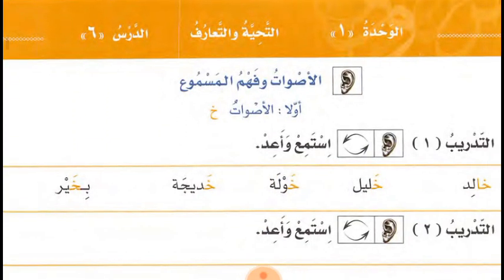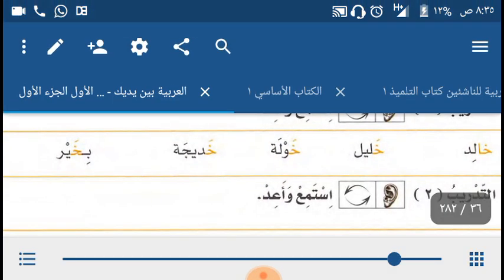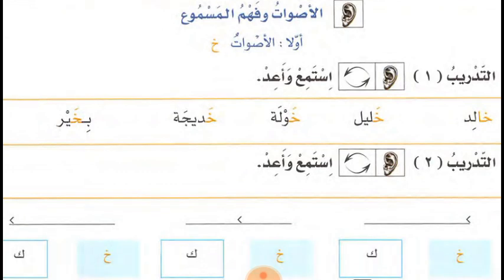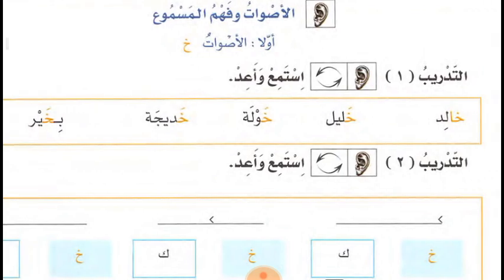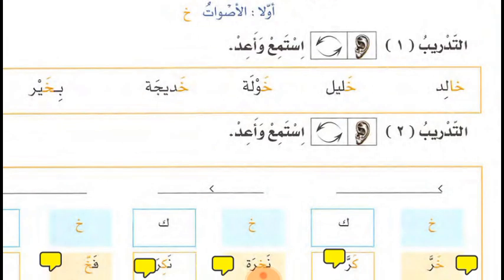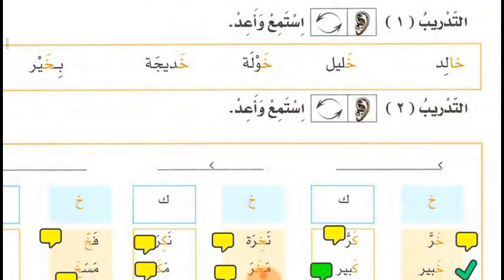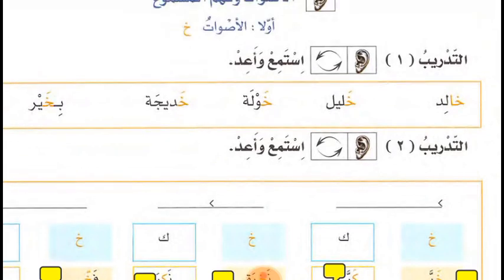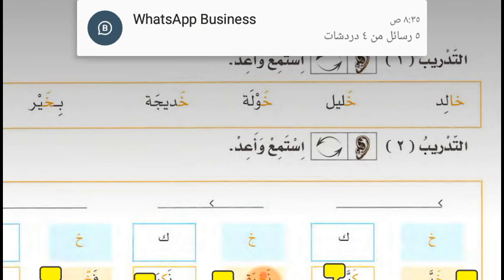Then on the next page we have our Dars al-Sadis, sixth lesson, Al-Aswat wal-Fahm al-Masmu', voices and understanding of what you listen. First you learn the pronunciation of Kha. Read these words. Khalid. Khalil. Khawlat.